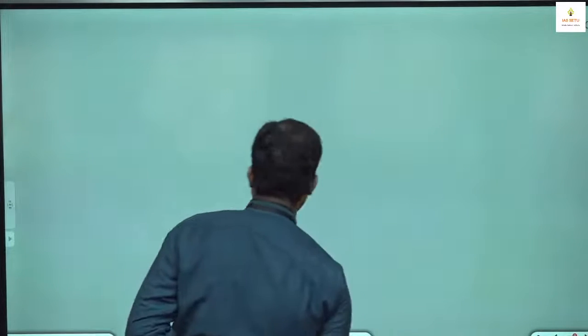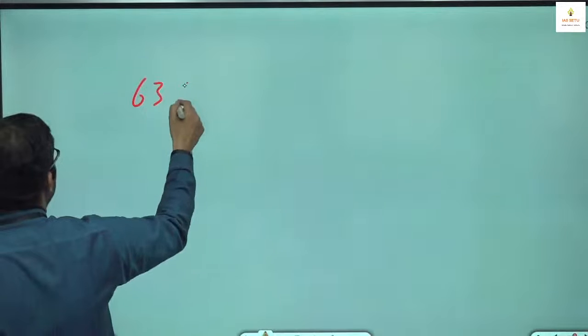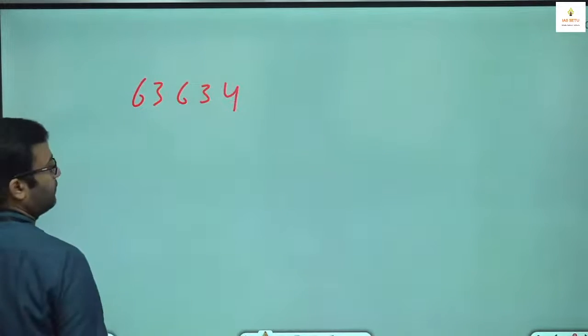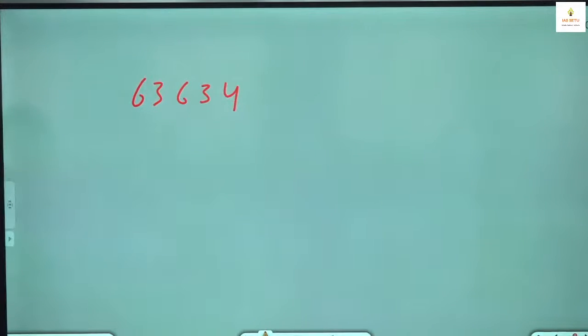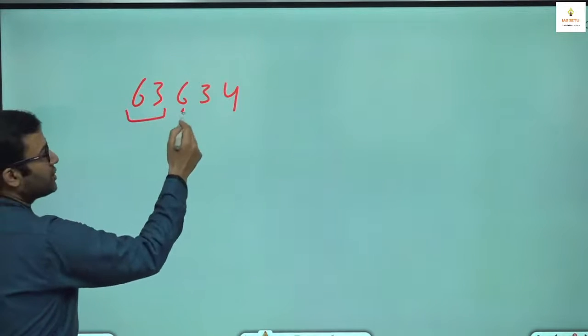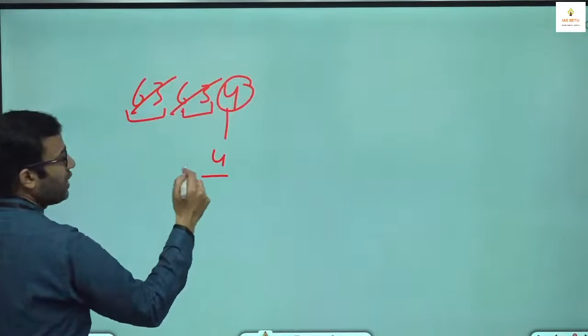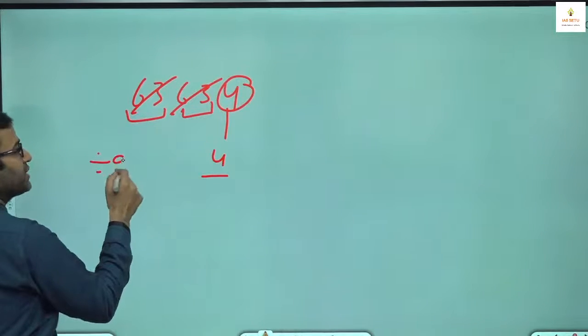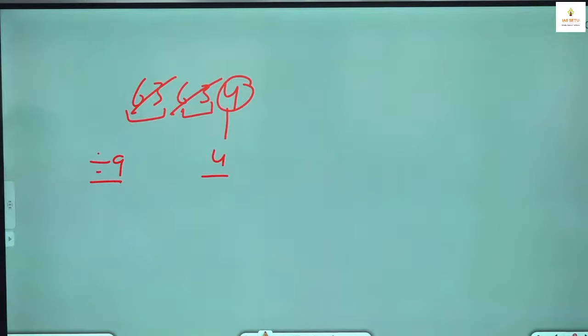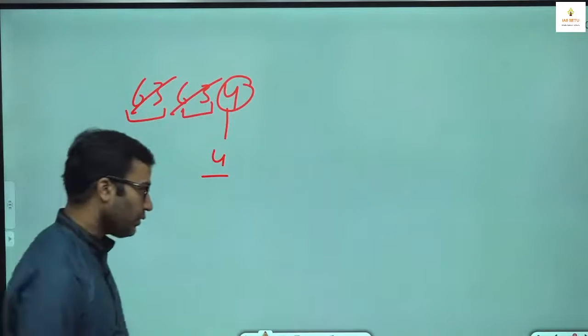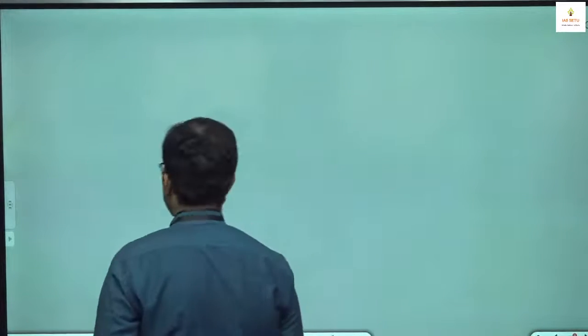Like for example, if it is asked 63,634, what is your remainder when you divide it by 9? 4, because 6 plus 3, 9, 6 plus 3, 9, ignore, 4. 4 itself is the remainder because your divisor is 9 now. You have to check with 9. Take your time.